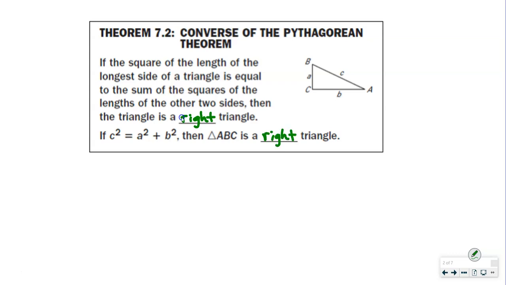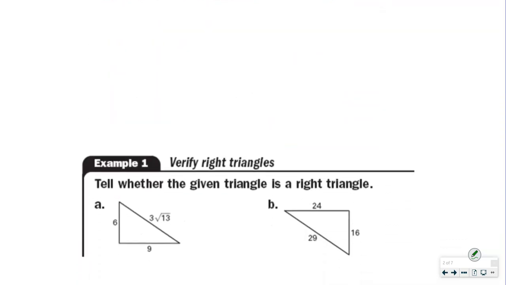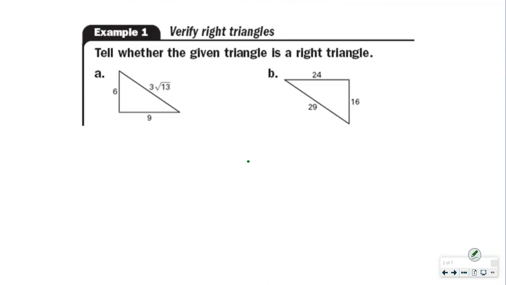So it's when you don't know that the triangle is right or has a right angle, you can set it up like using the Pythagorean theorem, and if it comes out to work that a squared plus b squared does equal c squared, then you know it's a right triangle. So we are verifying right triangles. So tell whether the given triangle is a right triangle.